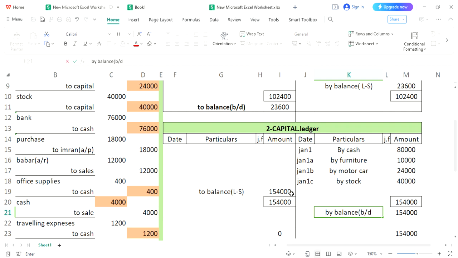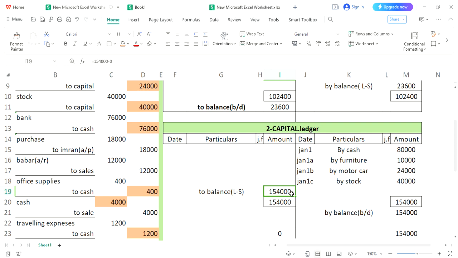Why have we given this name, brought down? Because this was your initial balance. First step, you came down and brought it to the other side. That is why it is called balance brought down. So this was the purpose of making the capital ledger. Purpose is solved. You have calculated balance brought down for the capital ledger.